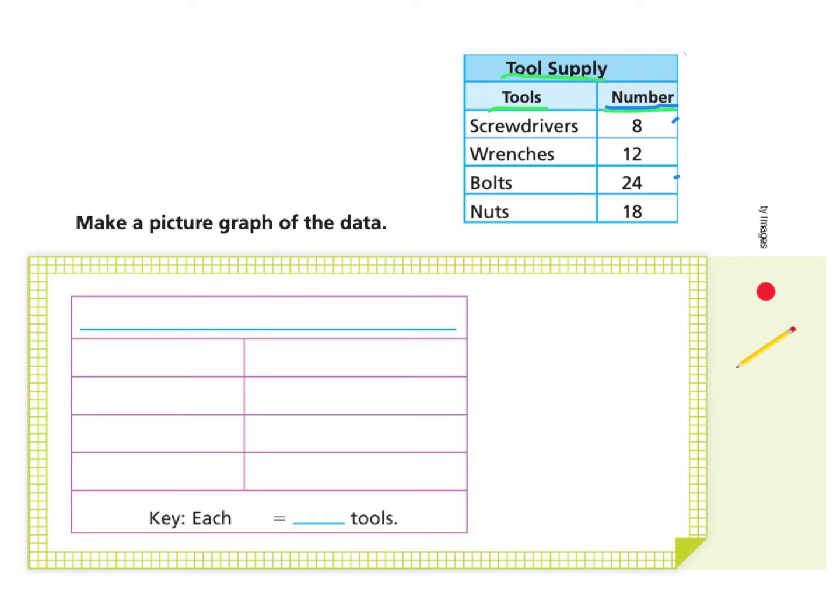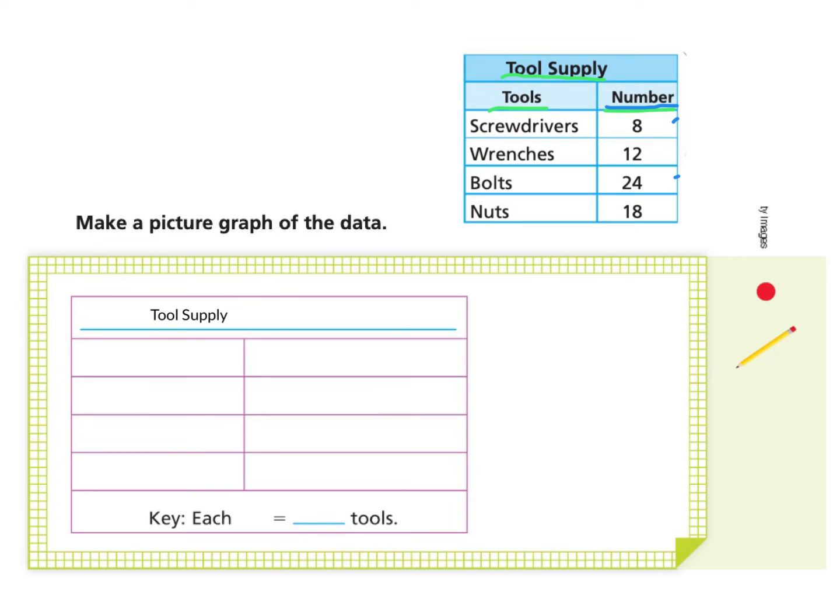So first thing we're going to do is we are going to make the title, and the title should be the same that we used before, but we can name that Tool Supply. So go ahead and write that at the top there. That is our title. And then of course we have our categories.